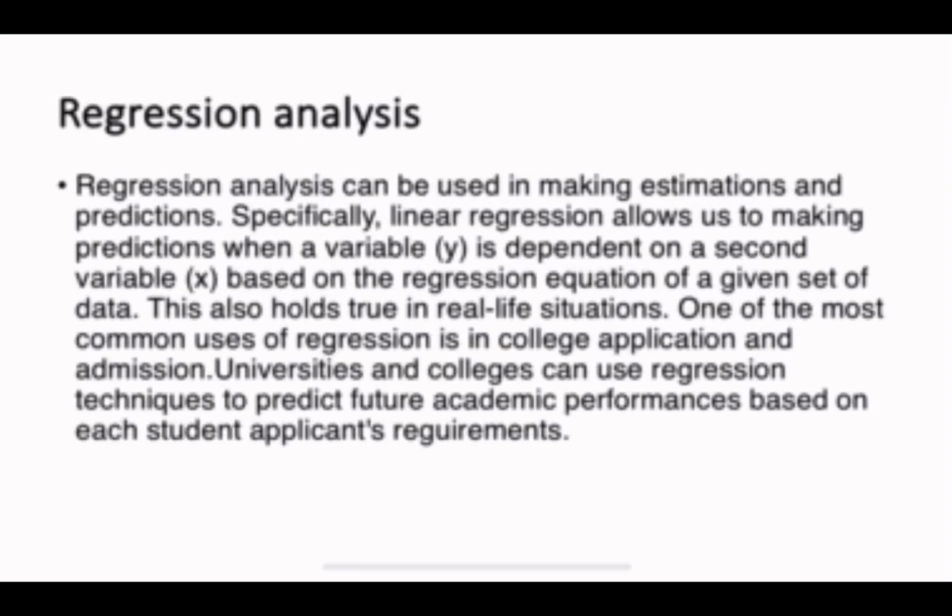Regression analysis can be used in making estimations and predictions. Specifically, linear regression allows us to make predictions when a variable y is dependent on a second variable x, based on the regression equation of a given set of data. This also holds true in life situations. One of the most common uses of regression is in college application and admission. Universities and colleges can use regression techniques to predict future academic performance based on each student applicant's requirements.